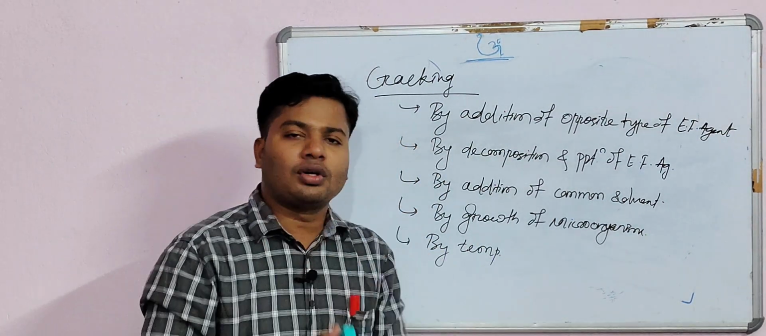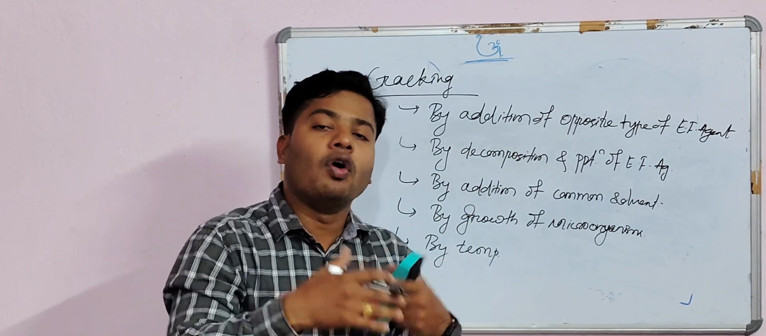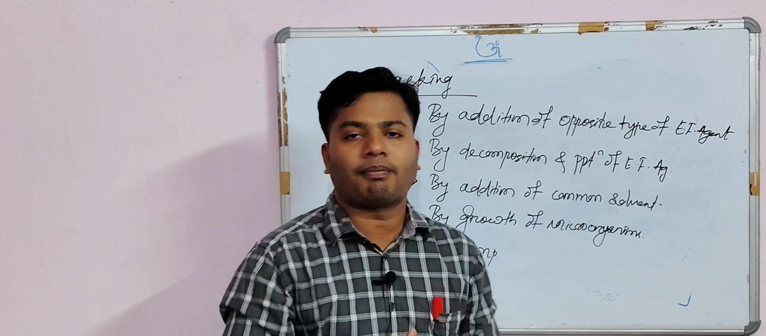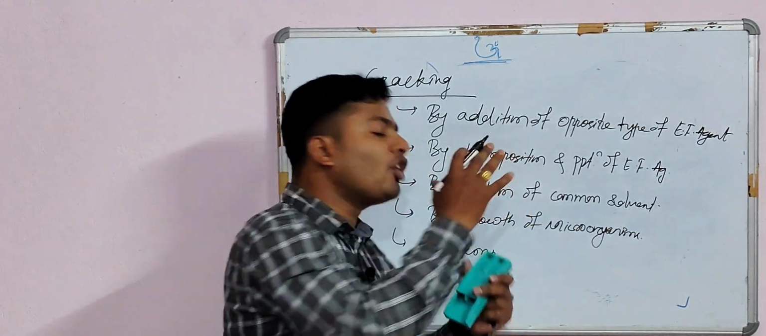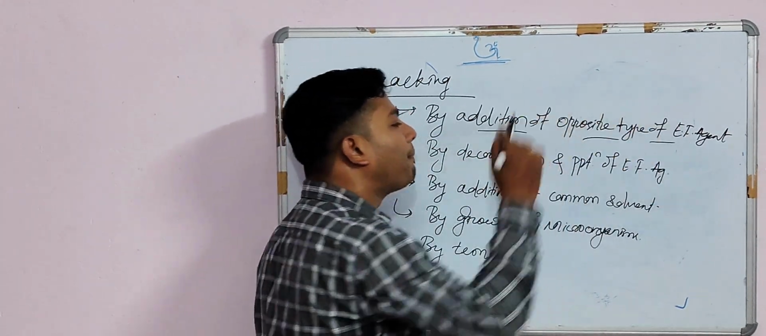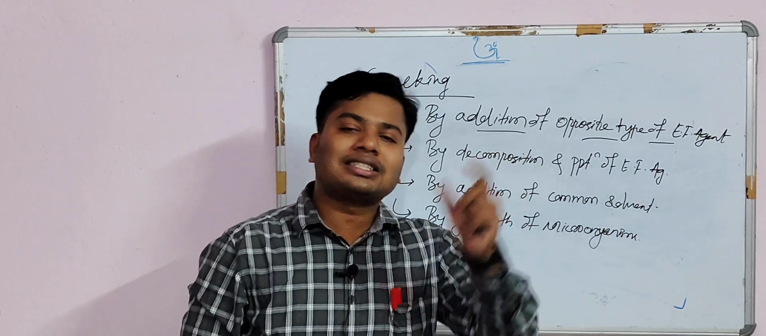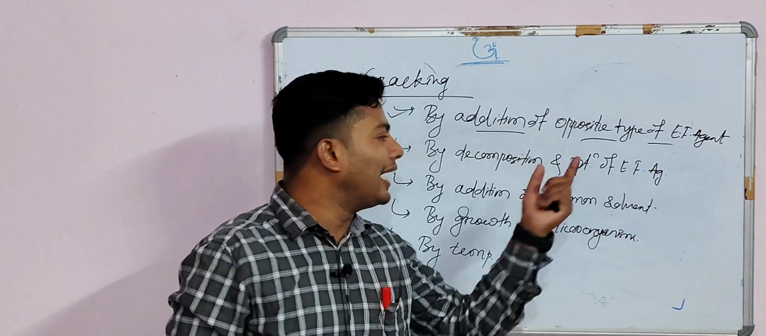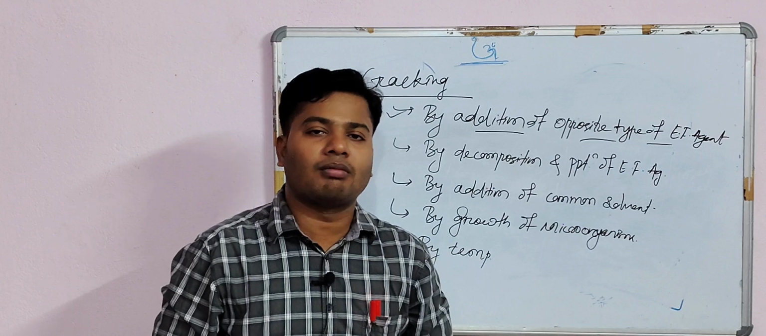So my dear students, why does the cracking process occur, or why is cracking formed? That's why the emulsion converts into instability of emulsion. Clear? There are so many reasons why cracking occurs. The first one is addition of opposite type of emulsifying agent. That means when you add the opposite type of emulsifying agent in the preparation of emulsion, it leads to cracking. That's why the instability of emulsion is formed.